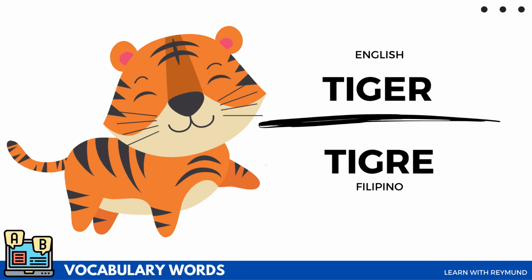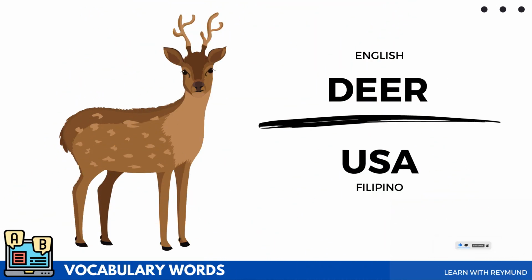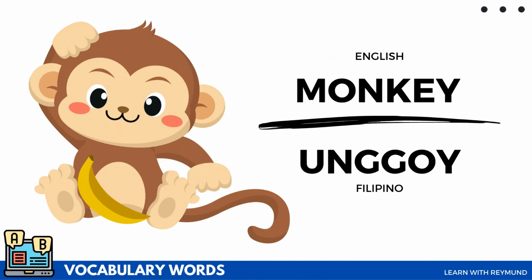Tiger, tigre. In English, it's an elephant, and in Filipino, it's an elepante. Elephant, elepante. In English, it's a deer, and in Filipino, it's an usa. Deer, usa. In English, it's a monkey, and in Filipino, it's onggoy.